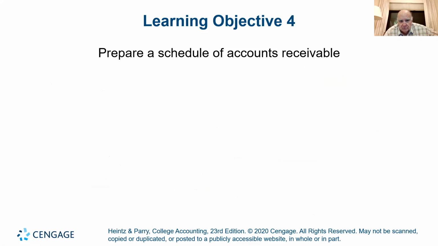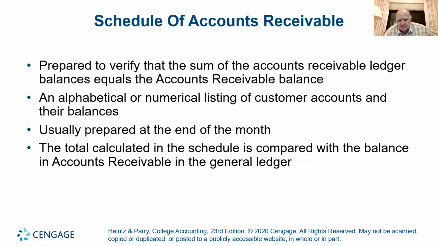And the way to prove it, we're going to prepare what's called the schedule of accounts receivable. Pretty easy stuff here. All we're doing is listing all of our customers who owe us money, probably alphabetically, putting in the balance and adding them up, and making sure that it adds to the general ledger. If it does not, we have a severe problem, okay? So the accounts receivable schedule is just a list of the customers and what they owe us.